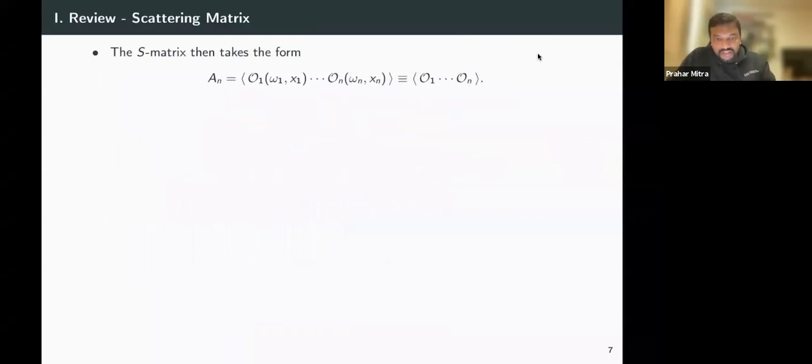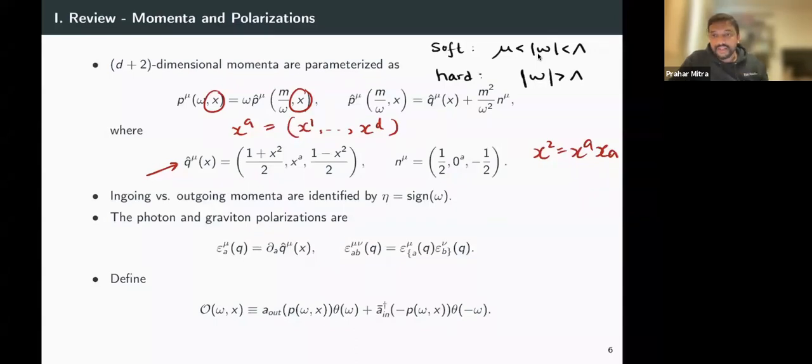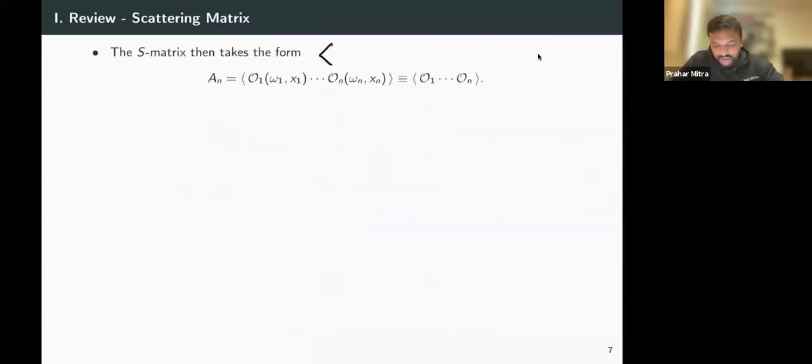I've not done anything fancy. It's now clear that I can write an S matrix in this way, where the sign of omega tells you whether it's an incoming particle or an outgoing particle. And then there's omega 1, x1, which, as we have discussed in the previous slide, parameterize the exact momentum. So this is just simply a rewriting of omega 1, p1, ..., omega n, pn. Just notation, which, for simplicity, I'm going to drop all omega i's, x i's, and just write it as O1 to On, unless we'll need it explicitly.